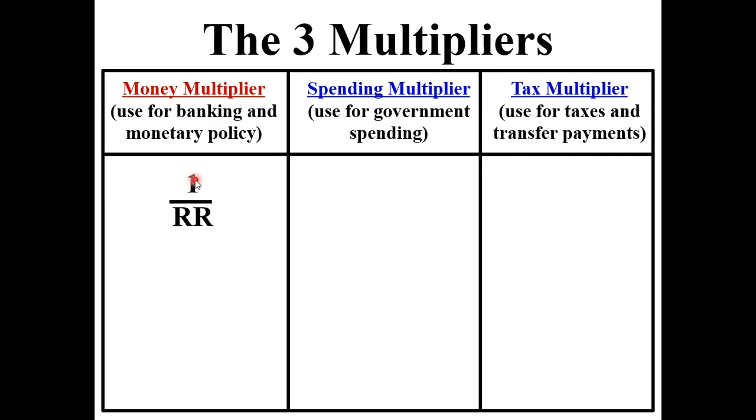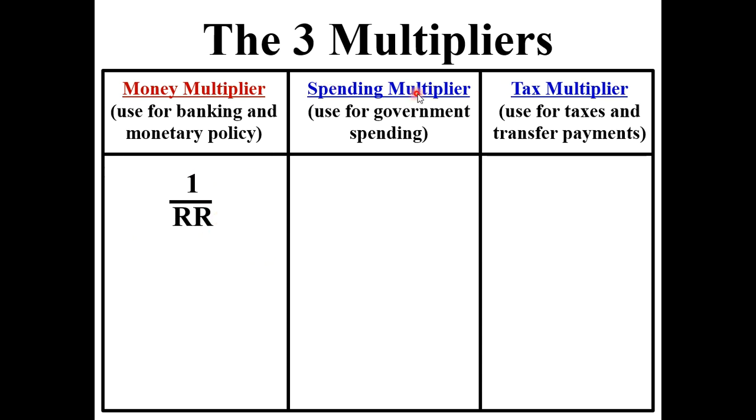Remember, the money multiplier is 1 over the reserve ratio. If the question is about how much the money supply is going to grow if this loan gets made, take the loan, multiply it by this multiplier, which is this formula, 1 over the reserve ratio, and that gives you the answer.